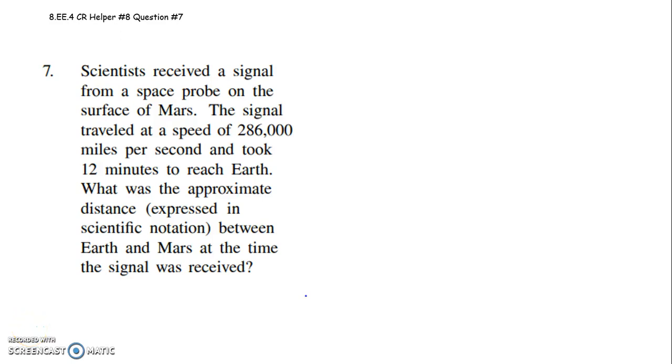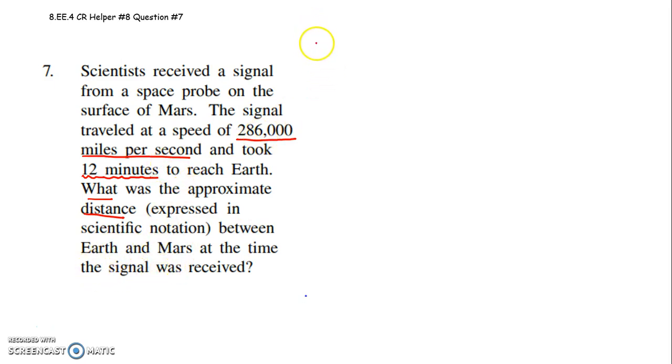All right, 8th graders, this is to help you with question 7 on CR8. It says scientists received a signal from a space probe on the surface of Mars. The signal traveled at a speed of 286,000 miles per second. It took 12 minutes to reach Earth. What is the approximate distance? So what distance, expressed in scientific notation, between the Earth and Mars at the time the signal was received?